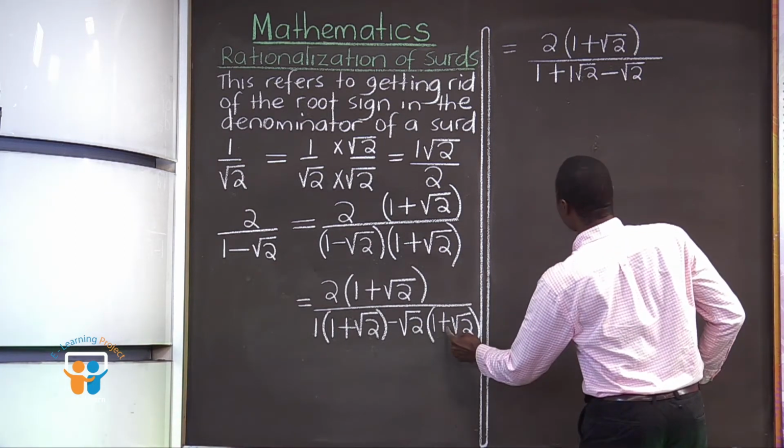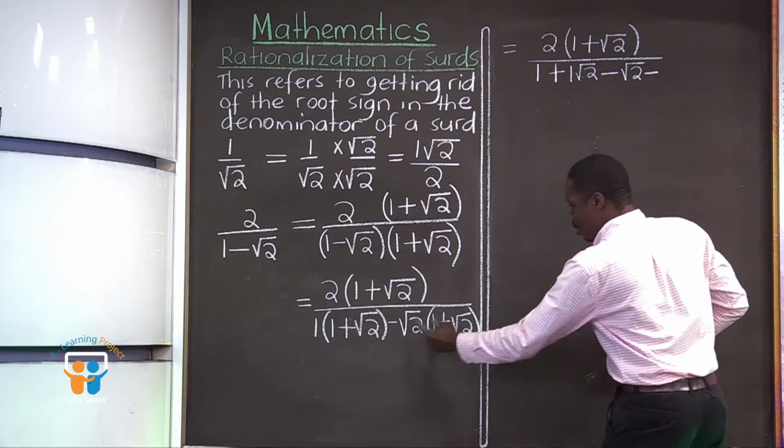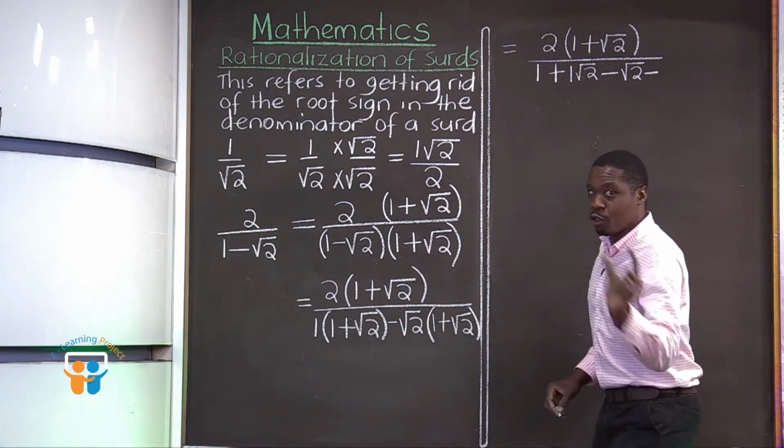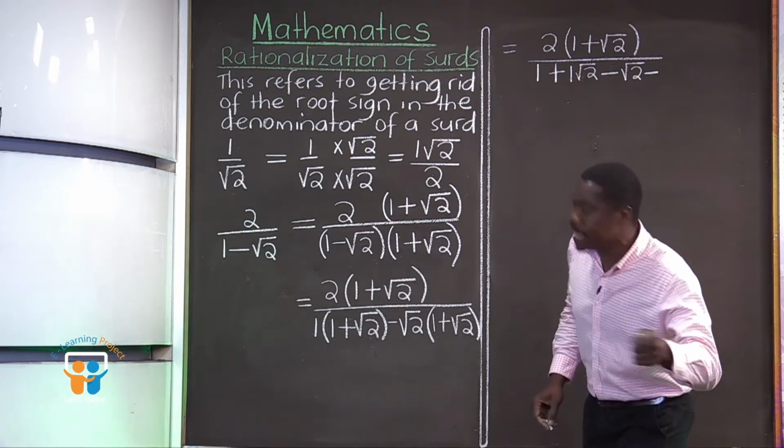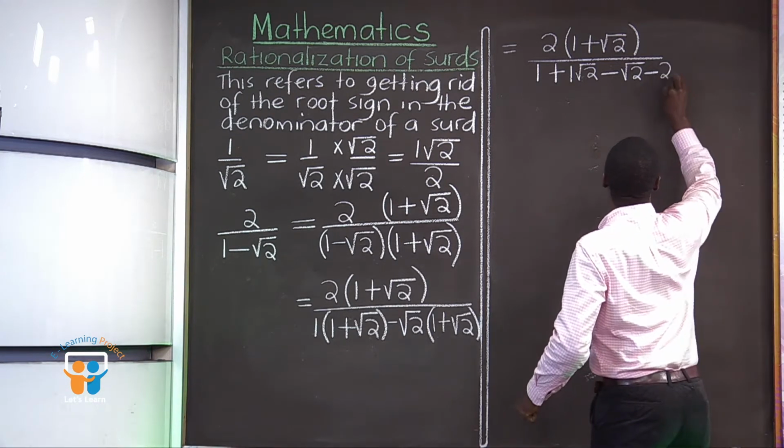A negative times a positive, a negative. Root 2 times root 2. Remember, root 2 times root 2 gives us a root 4. But the root of 4 is a 2. We write it there.